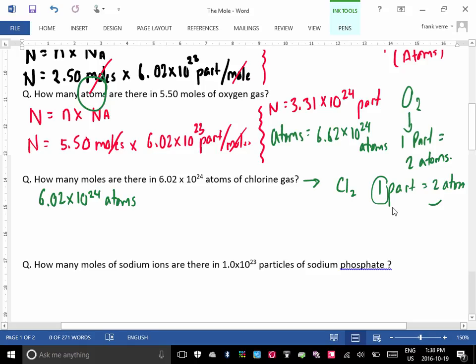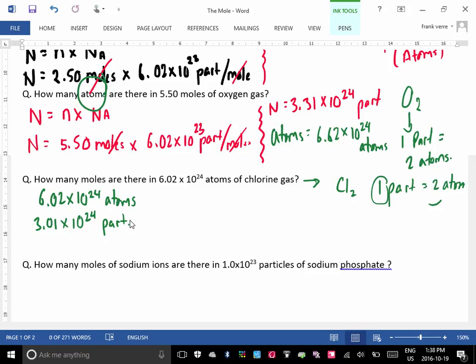So if I have 6 times 10 to 24 atoms of chlorine gas, how many particles would I have? What do you think? We have half as many, right? So it'll be 3.01. If I had 6.02 times 10 to 24 atoms, then I'm going to have 3.01 times 10 to the 24 particles, because one particle is the same as 2 atoms in this case.